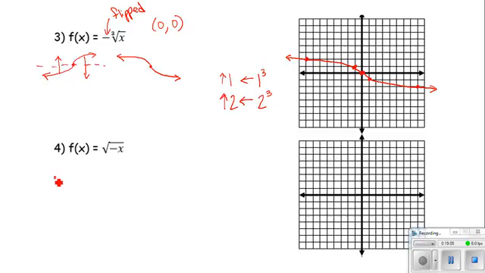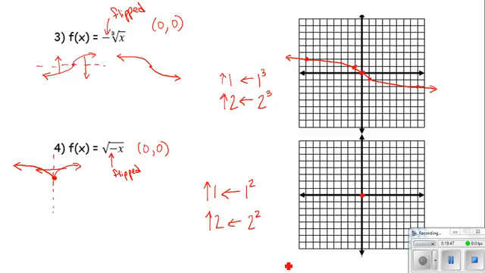Now, number 4, it's a square root, so I know I'm dealing with that shape. Nothing was added or subtracted to it, so its vertex is still at 0, 0. But I have a negative inside. And so this means that it's going to be flipped, but it's going to be flipped around the y-axis. So that means instead of flipping down, it's actually going to flip over here, and it's going to go this direction. But it doesn't change its pattern. If I go up 1, I'm just going to go left 1 squared. If I go up 2, I'm going to go left 2 squared.